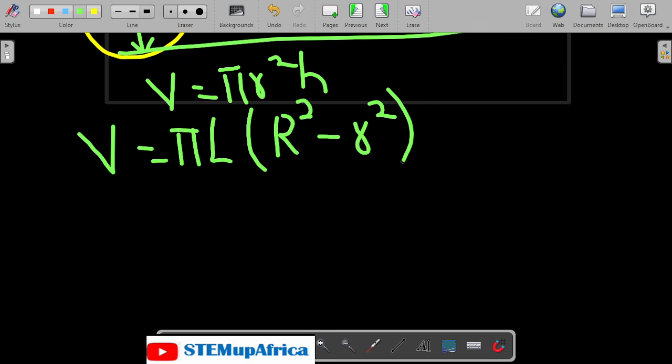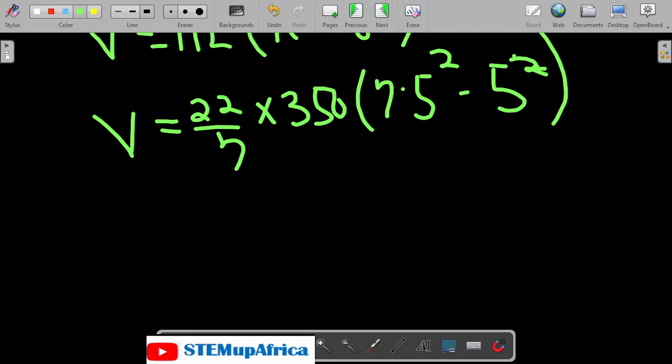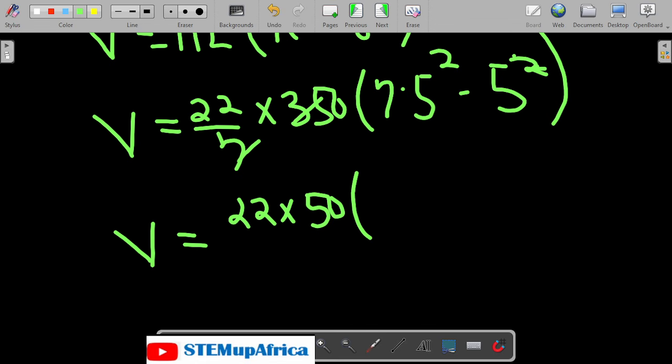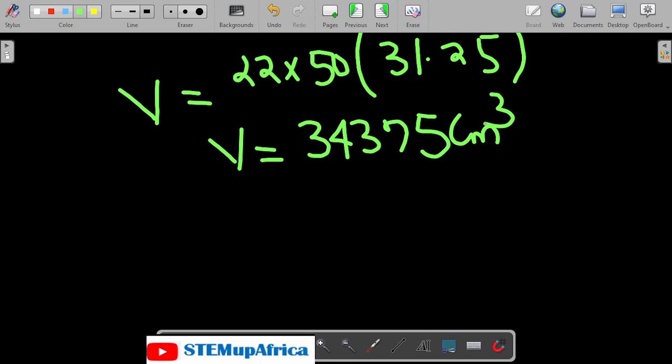So what are we having? V now will give us 22/7 times 350, open bracket 7.5 square minus 5 square. So V will give me, this goes to this, I'm having 22 times 50 into 7.5 square minus 5 square, that will give us 31.25. So V now equals to what? Then multiply by 22 and 50, that will give me 34375 cm cube.